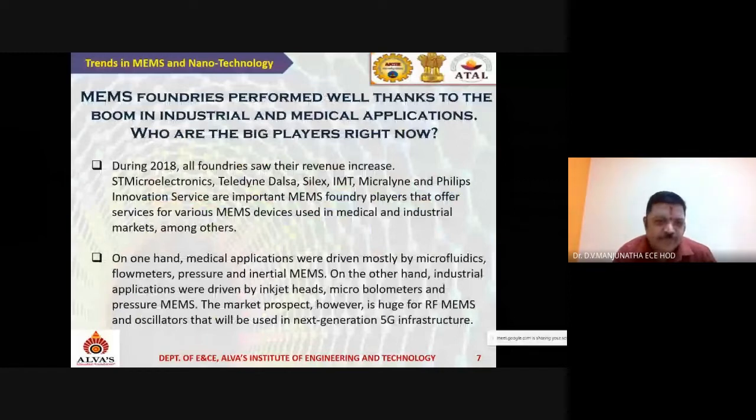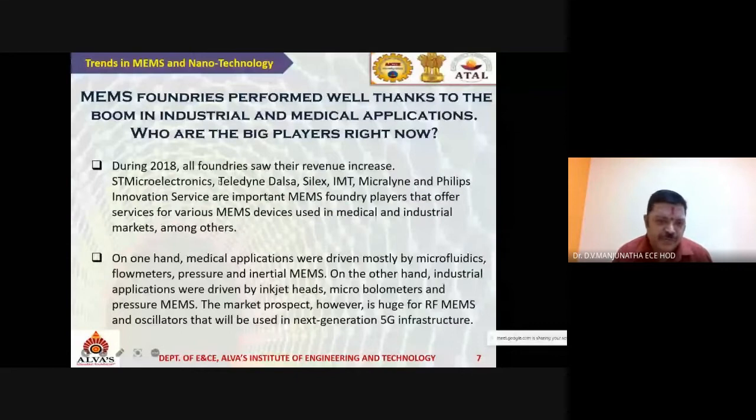During 2018, all foundries saw their revenue increase. STMicroelectronics, Teledyne, Tesla, Selex, and Innovative Services are important MEMS foundry players that offer services for various MEMS devices used in medical and industrial markets, among others.